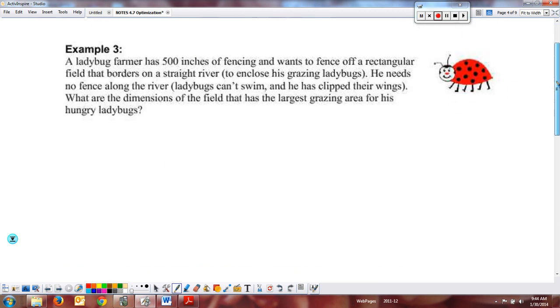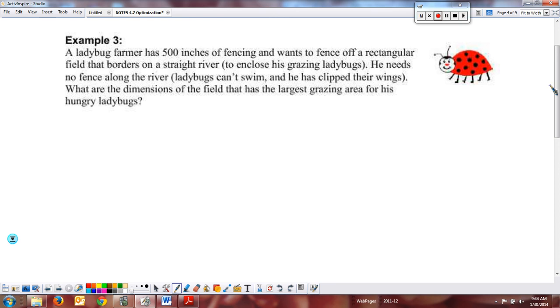This one is a classic where you're going to take some fencing and make some type of a field, and notice that we're going to be trying to find the largest grazing area here. So right there I have what I'm trying to optimize. I'm trying to find the largest grazing area of what? I read back through the problem and see that it's going to be a rectangular fence. So I'm again going to start by drawing a picture just to make sure.